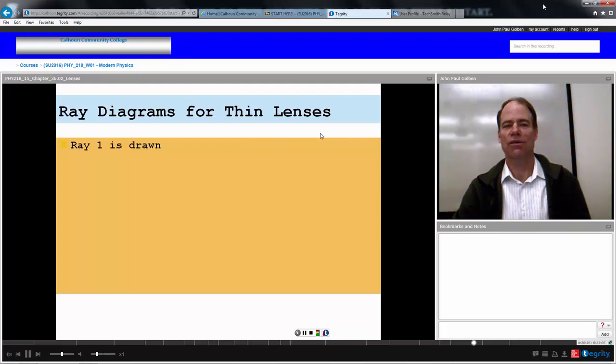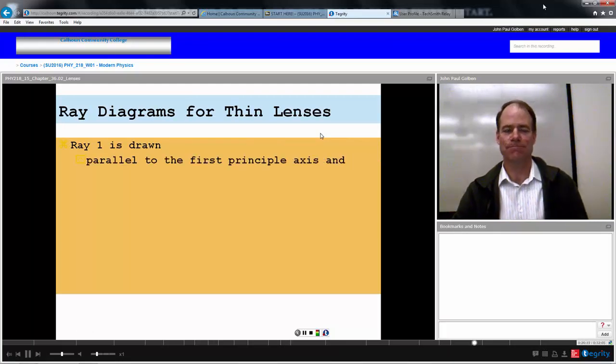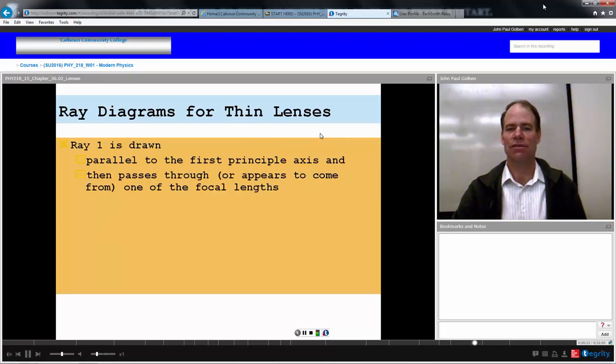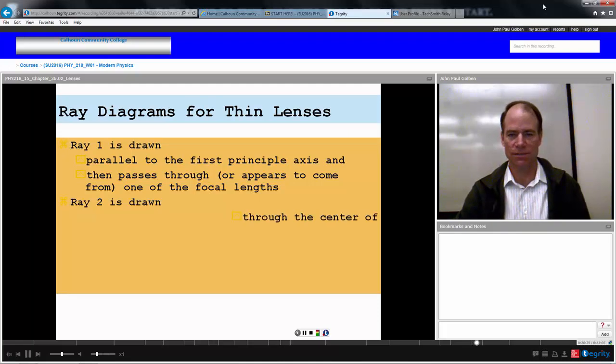We're also going to look at ray diagrams for thin lenses. Ray 1 is drawn parallel to the principal axis. It should pass through, or appear to come from, one of the focal points.